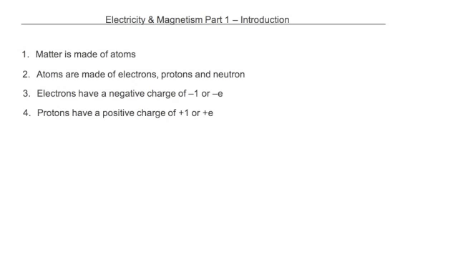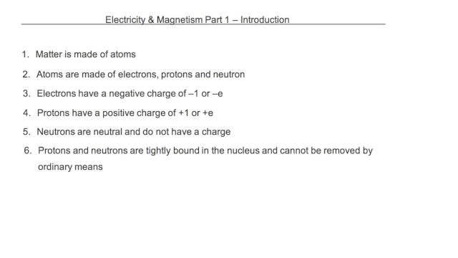Number four, protons have a charge of +1 or +e. Here's where we lose some students. Remember that the magnitude, or the size, of the charge of the electron and proton are equal, but they are opposite. Number five, neutrons are neutral and do not have a charge, hence their name, neutrons.